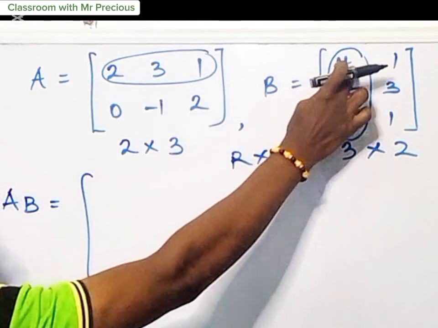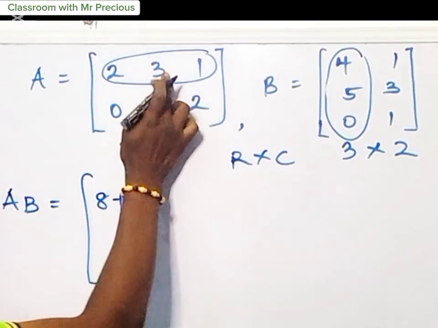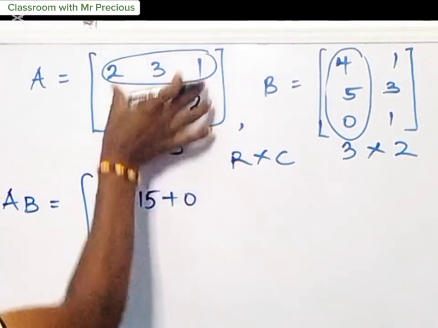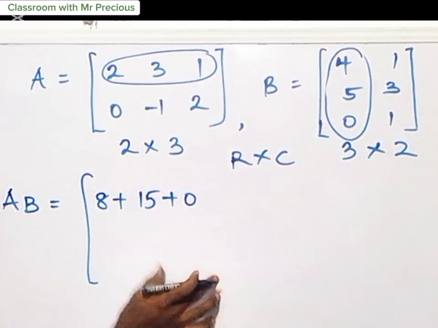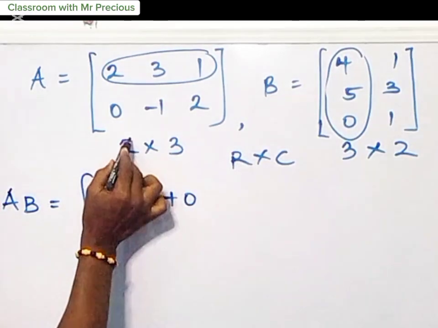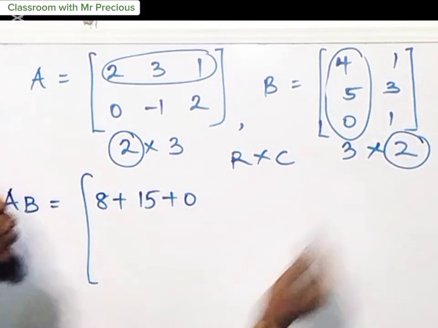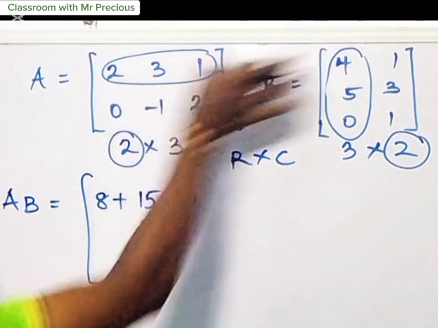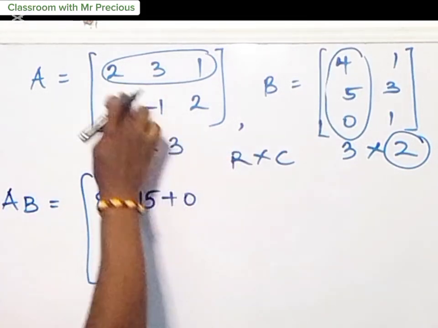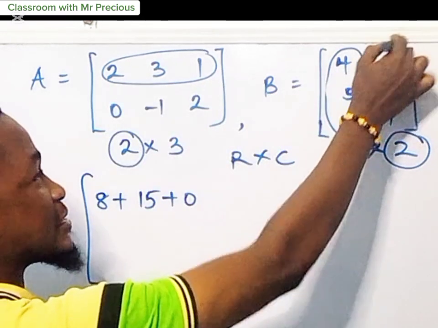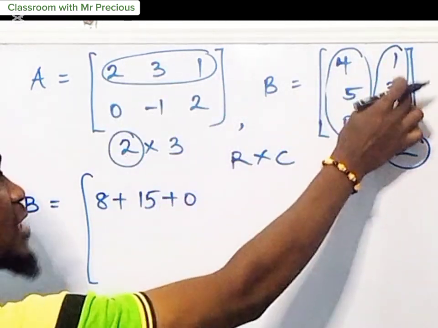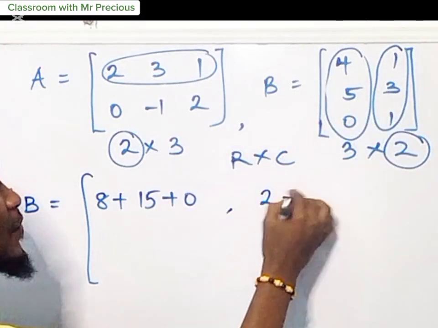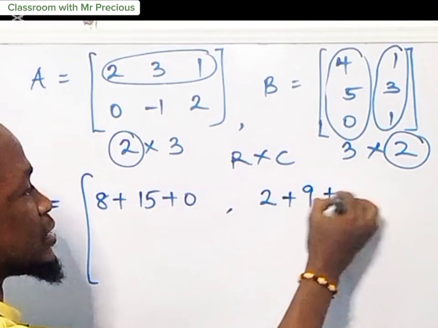So 2 times 4 is 8, plus 3 times 5 is 15, plus 1 times 0 is 0. That is the first element. Of course, when you multiply this and this, your answer will be a 2 by 2 matrix. For the other part of your 2 by 2 matrix, you do this same row times the next column. So 2 times 1 is 2, 3 times 3 is 9, 1 times 1 is 1.